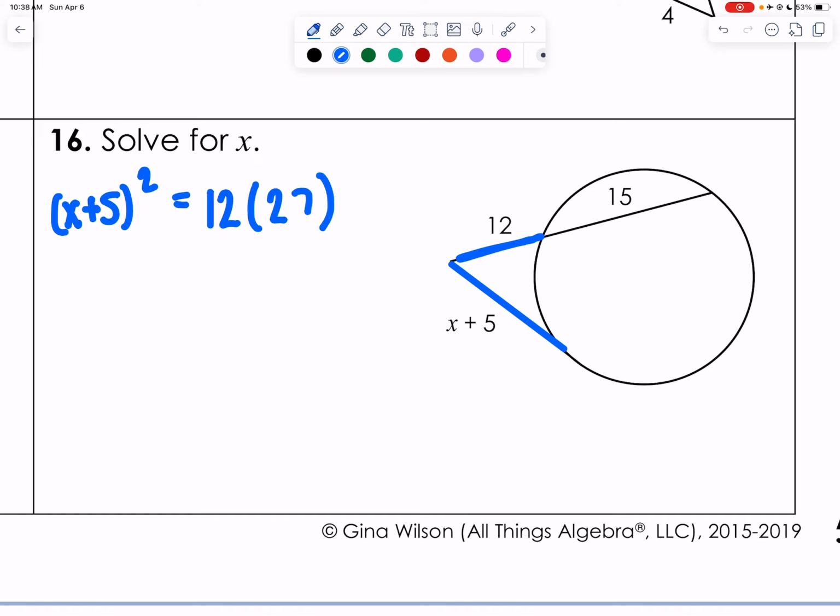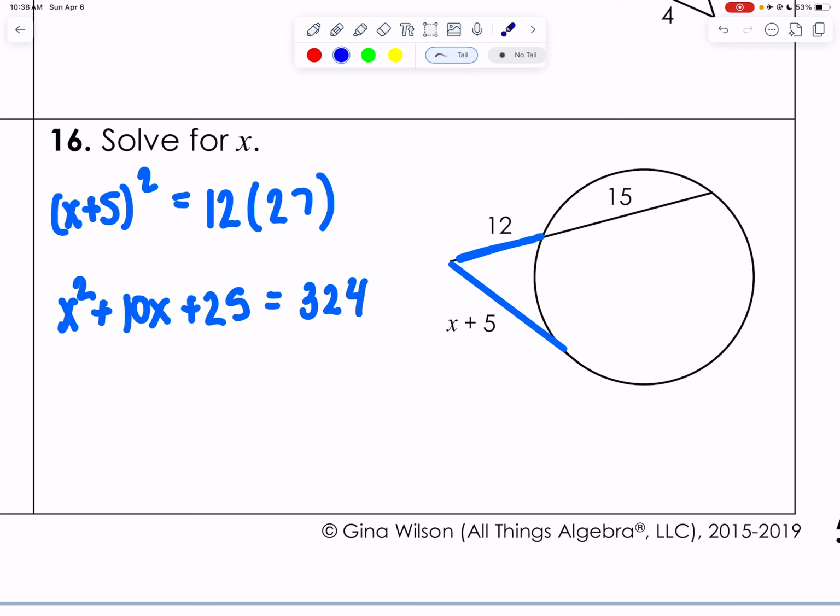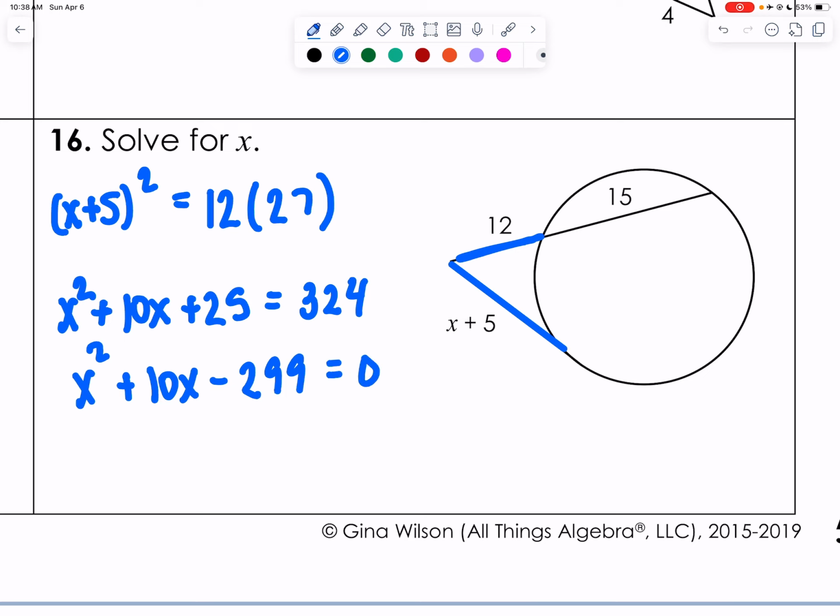Now, this might be where we actually have to use a calculator because 12 and 27 is kind of a big number. But if you do that, you'll get 324. Now, we gotta subtract that because I want to set this equal to 0 right here. So I'm gonna go and subtract 324. Gives me x squared plus 10x minus 299 is equal to 0.